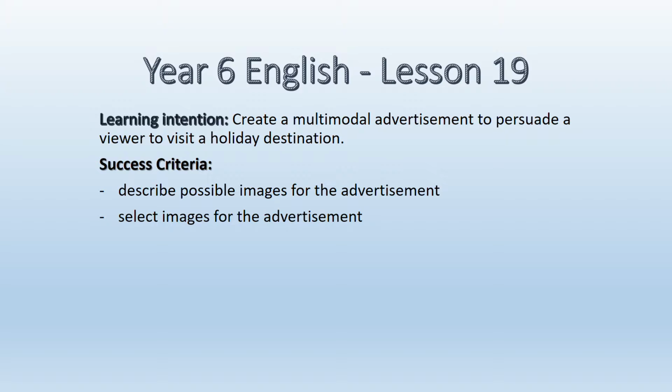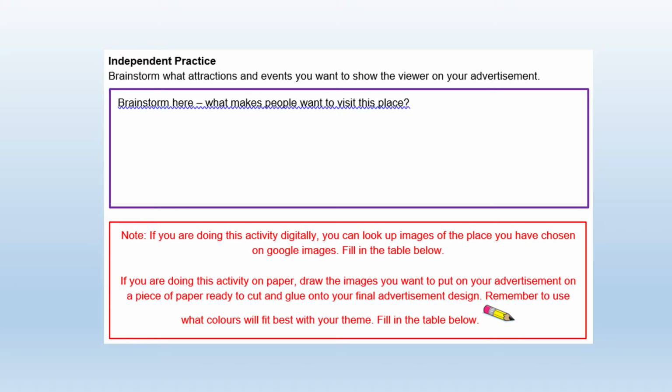Now what I'm going to do is show you what you need to do first before showing you the modeled example, just for this lesson, because I think it'll make more sense for you. So have a look at the second page of lesson 19, and here it's going to tell you to brainstorm some attractions and events that would make a person want to come and visit this place. But remember, keep that intended audience in mind.